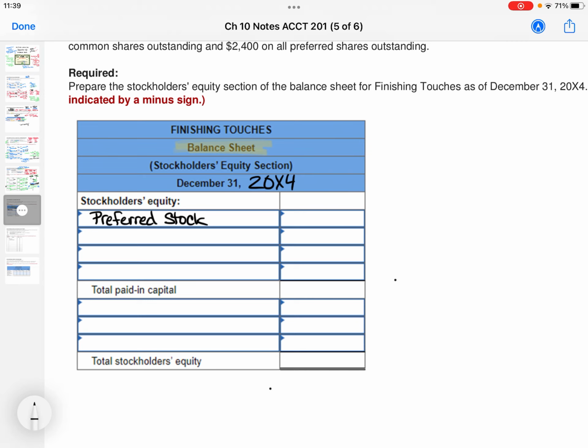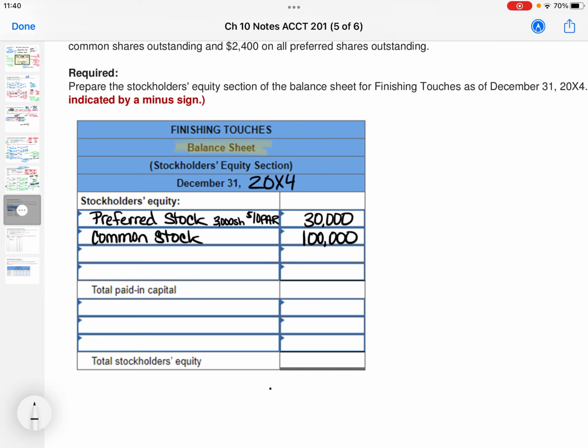And the value of that from the T account in the last page is $30,000. I didn't total that T account because there was only one entry. Same thing with common stock. There was only one entry there, but it's 100,000. Now, technically, on the balance sheet, either here or in the footnotes, we would include how many shares are outstanding. So we would say 3,000 shares, $10 par.